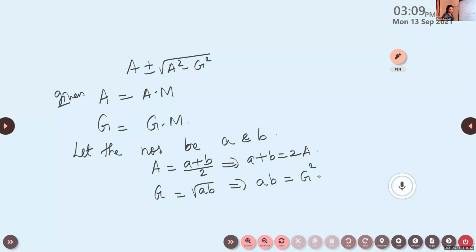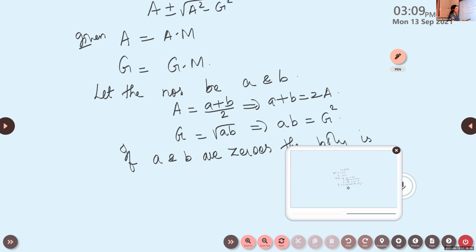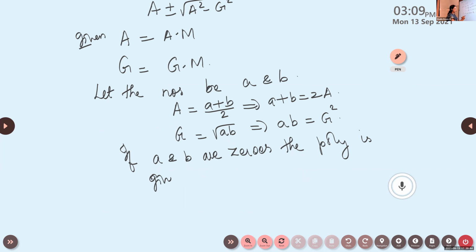Okay, so now listen, children, we want to find the numbers. We don't know the numbers. Listen, all of you, one second, don't write, listen. If a and b are zeros, then the polynomial is given by what you have learned. If alpha and beta are zeros, then what is the formula we have learned? We take k as 1.